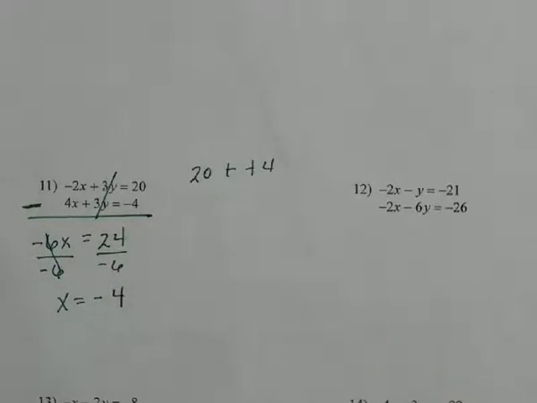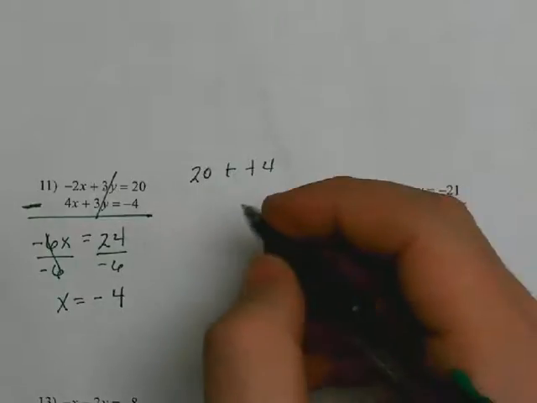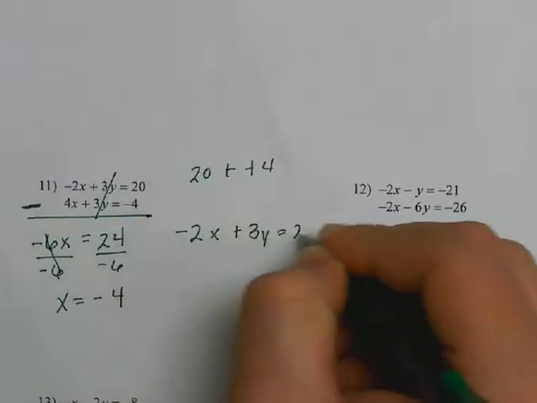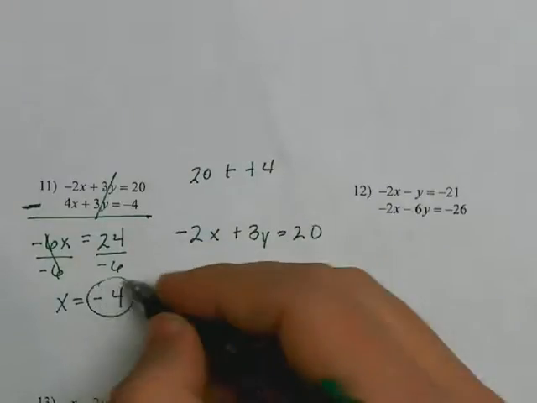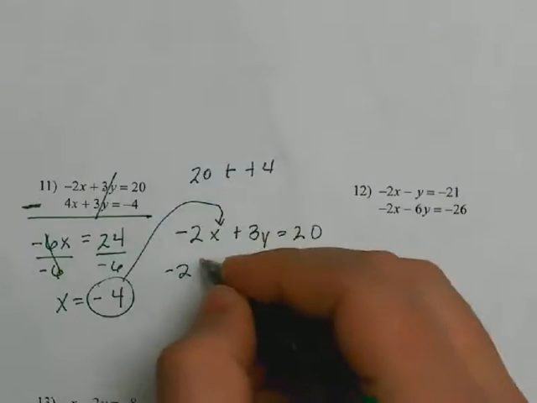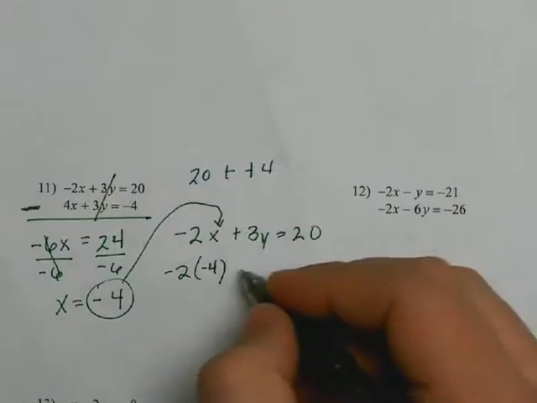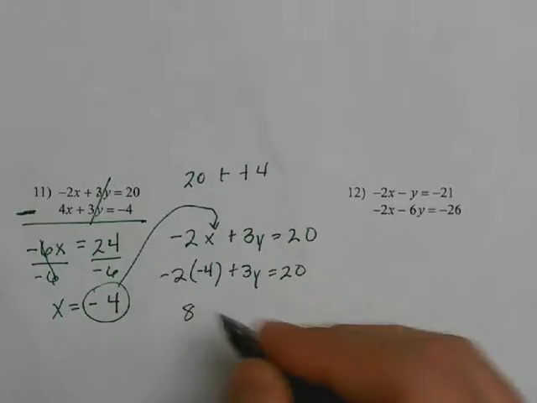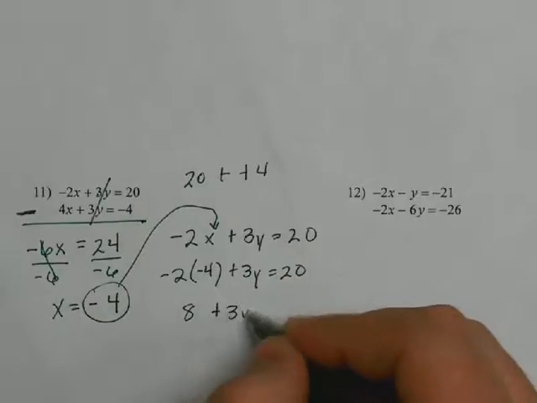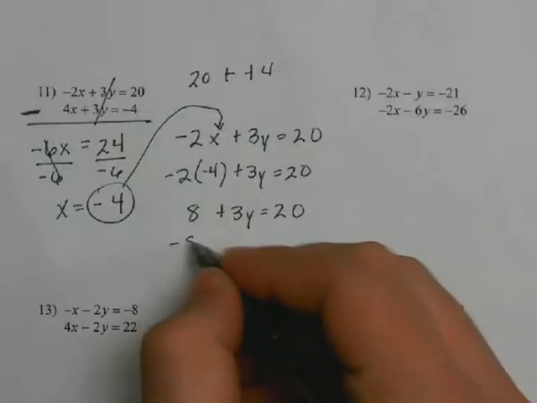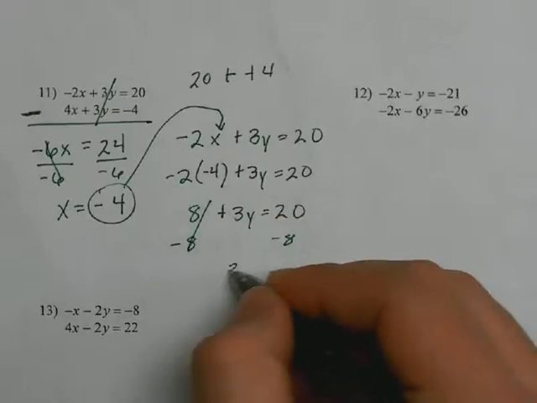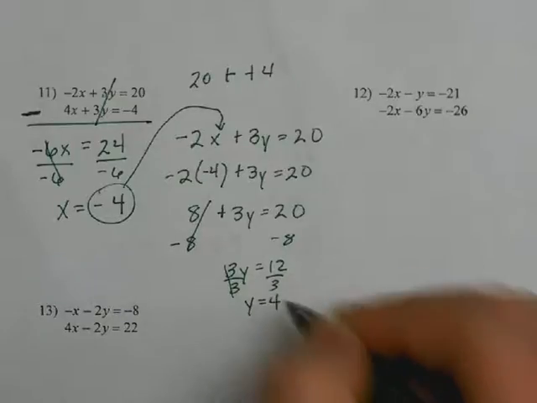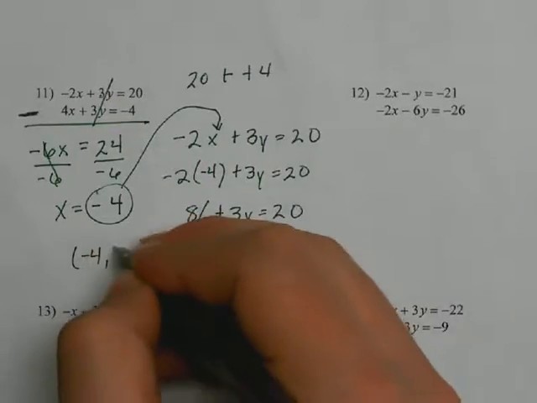Now from there, pick an equation. I'm actually going to go with the top one, negative 2x plus 3y equals 20. So once I do that, I substitute this negative 4 into that x, and I get negative 2 times negative 4 plus 3y equals 20. I multiply this, I get positive 8 plus 3y equals 20. I then subtract 8 from both sides, and I get 3y equals 12. Divide both sides by 3, and I get y equals 4. So my final answer, negative 4, comma 4.